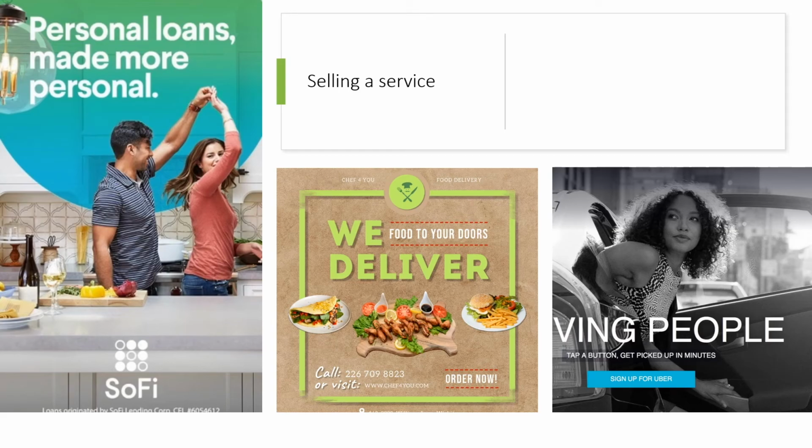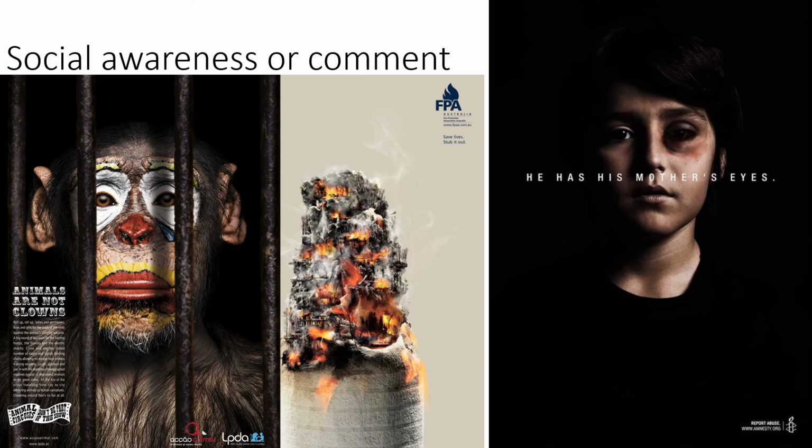Note that all these advertisements selling a service have one thing in common, which is the company details, such as the contact number or links to websites that show the customer where they can access the service. And we also have different types. While we are still looking at advertisements that maintain your interest as the buyer, we will have a look at advertisements that call for social awareness or comment.